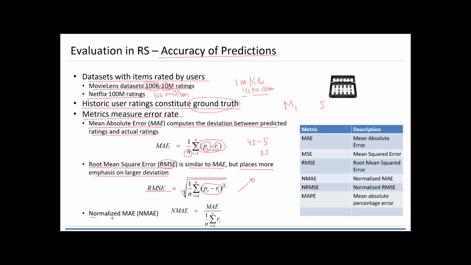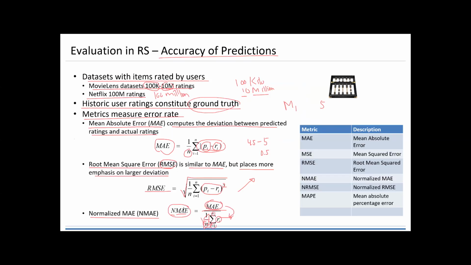We will also look at the normalized MAE. The result of MAE is divided by the average of the ratings, which is the sigma of rating from i equals 1 until n. All the ratings are summed and divided by the number of data, and the MAE is divided by this value. So this is the NMAE.